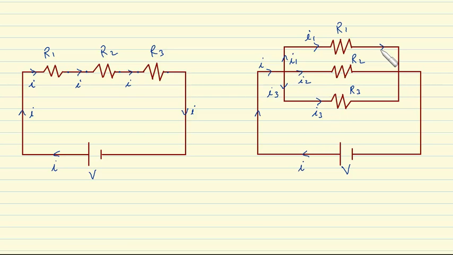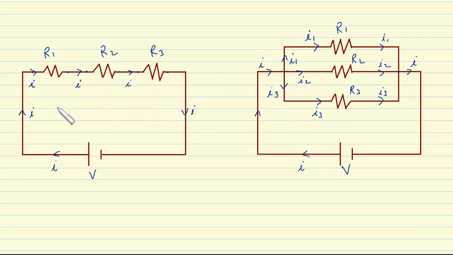And past them here also I1, I2, and I3. At this point all the three currents are going to combine, to merge with each other, and again the current I will be flowing through the rest of the wire. So what's the difference over here? Here we saw that the same current flows through all the resistors, whereas in this case different currents were flowing through different resistors. So students, due to this difference we can divide our circuits into two types.